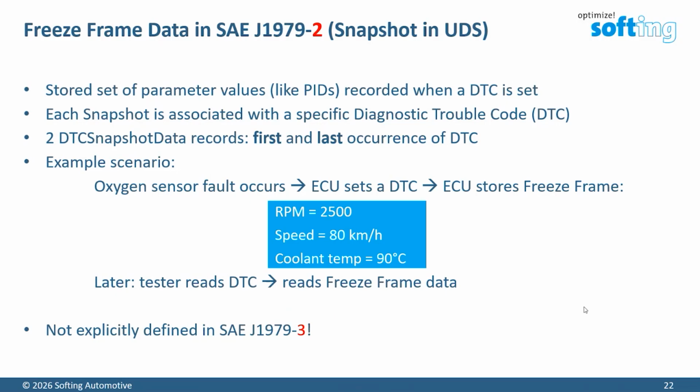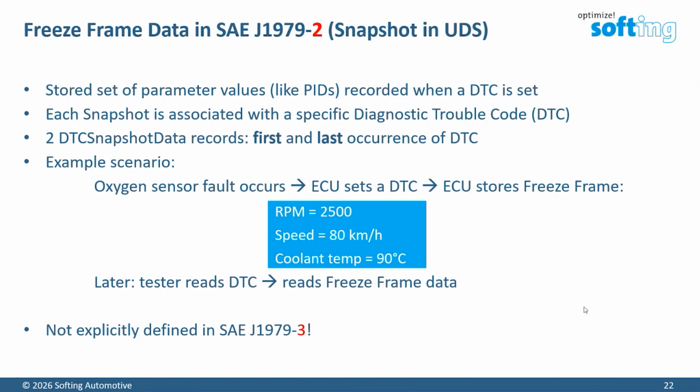It's not live data. It refers to the time when the DTC was stored in the memory. And each snapshot is associated with a specified diagnostic trouble code, a DTC. And there are 2 DTC snapshot data records for the first occurrence and the last occurrence of the DTC. And here is an example. Let's assume the oxygen sensor fails.